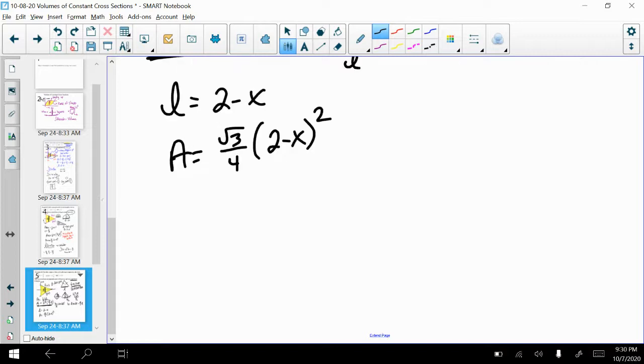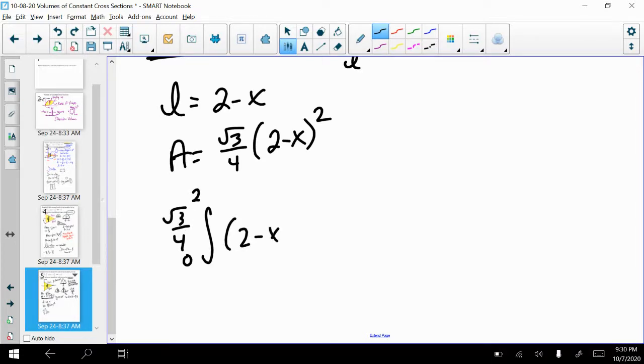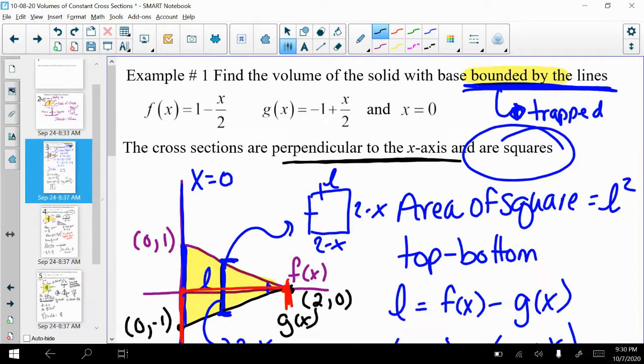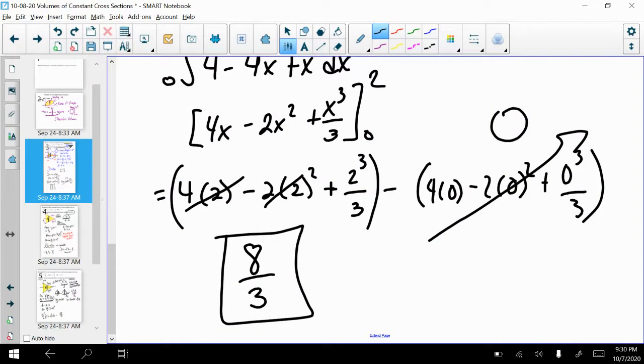squared. So we get our volume to be the integral from 0 to 2. We can move that root 3 over 4 out. 2 minus x squared dx. We found this integral earlier. 3 over 4, oh gosh, what was it? 8 over 3, I think. Yep.